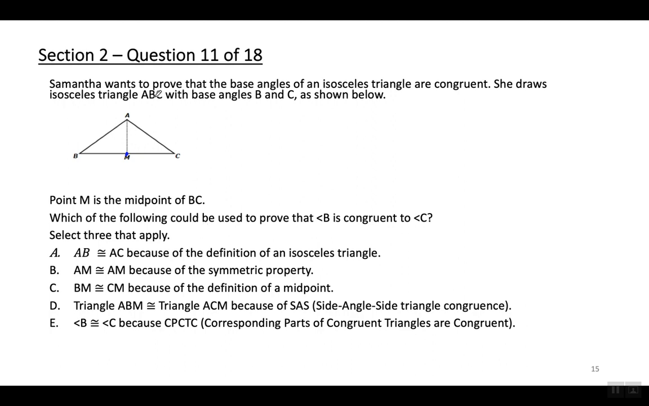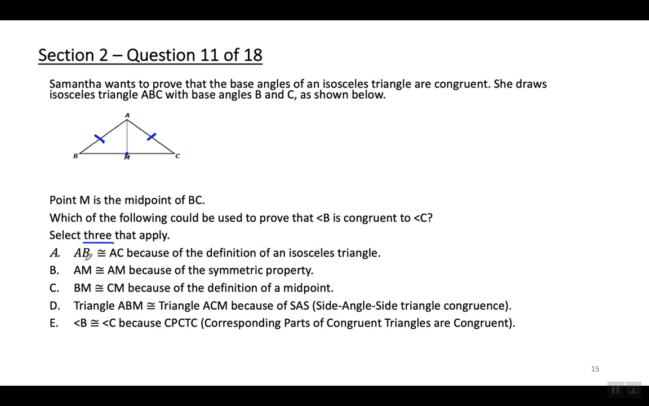Well, actually, she wants to prove that angle B is congruent to angle C. And this is an isosceles triangle, so these two sides are congruent. I know those two sides are congruent because it's saying that the base angles are B and C, by the way. So it says, which of the following could be used to prove that angle B is congruent to angle C? Select 3. That's how it says it on the test. Select 3 that apply. So there's 3 correct answers.